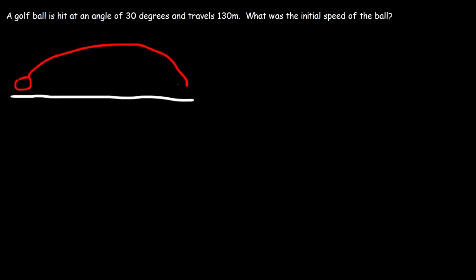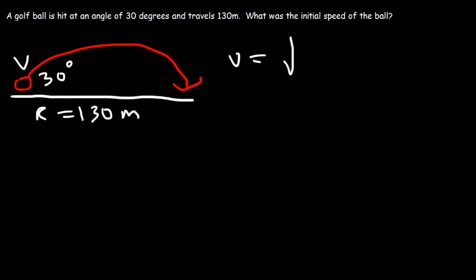A golf ball is hit at an angle of 30 degrees and travels 130 meters. What was the initial speed of the ball? So the range is 130 and the angle is 30. And our goal is to find v. So we could use the same equation that we did in the last example, where v is the square root of rg divided by sine 2 theta.